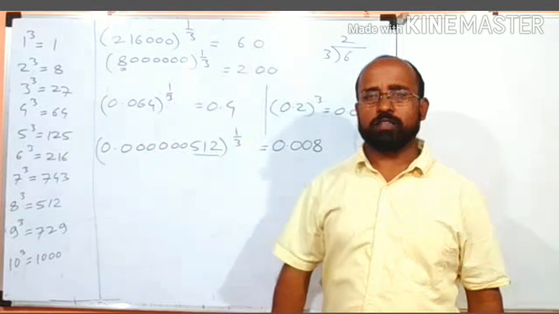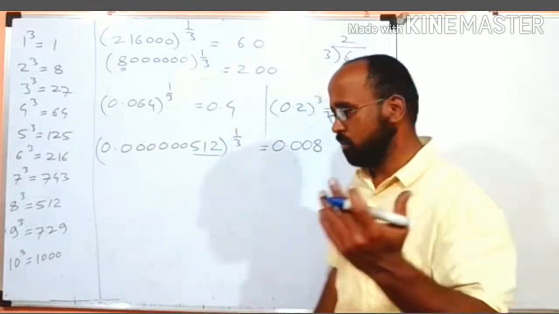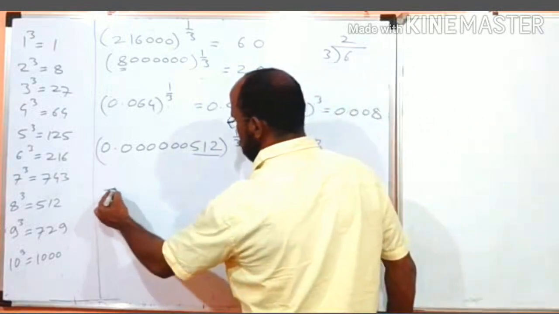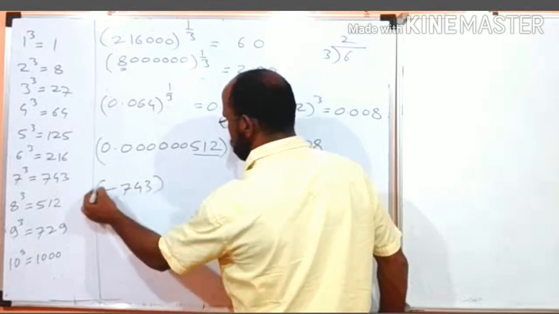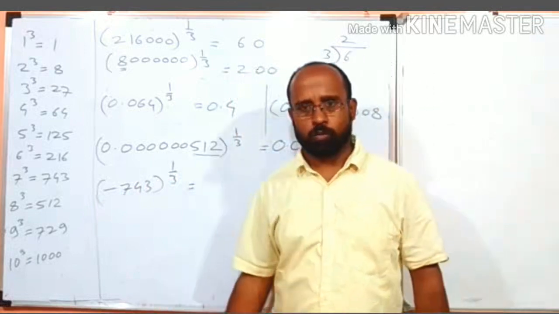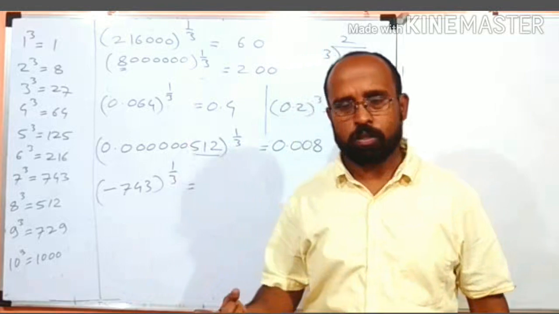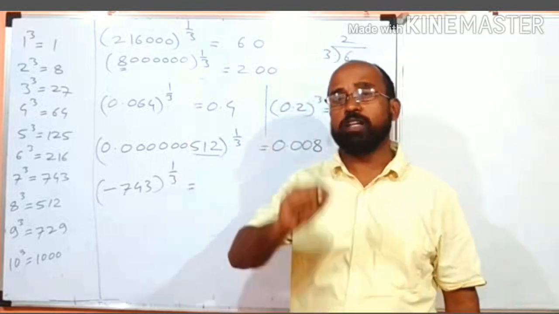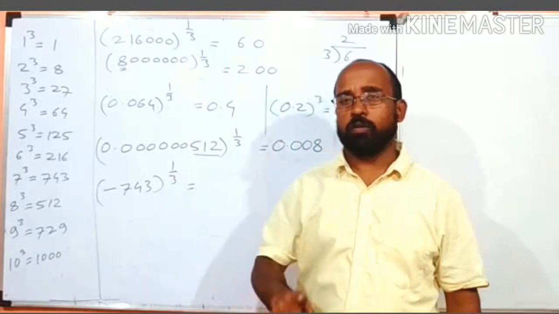Clear? Now let us see how to find the cube root of negative numbers. Suppose your question is to find the cube root of minus 743. Friends, we learn one rule. The cube of a negative number is always negative. Similarly, the cube root of a negative number will also always be negative. Please remember, the cube root of a negative number will always be negative.